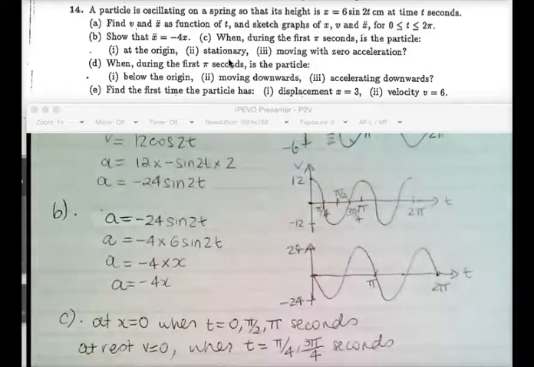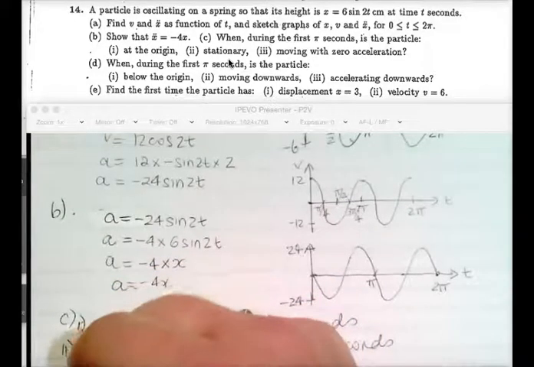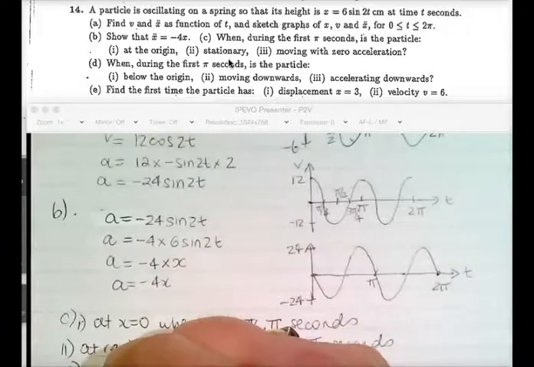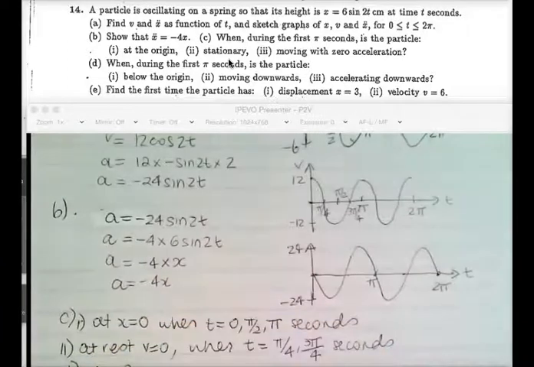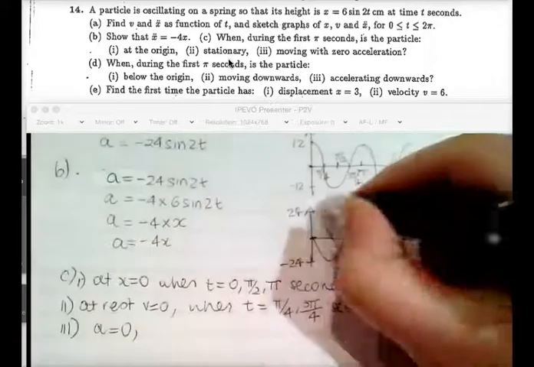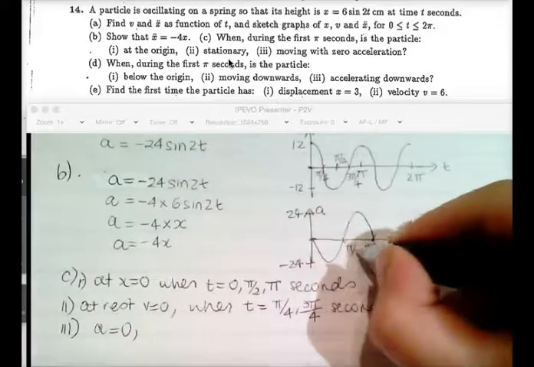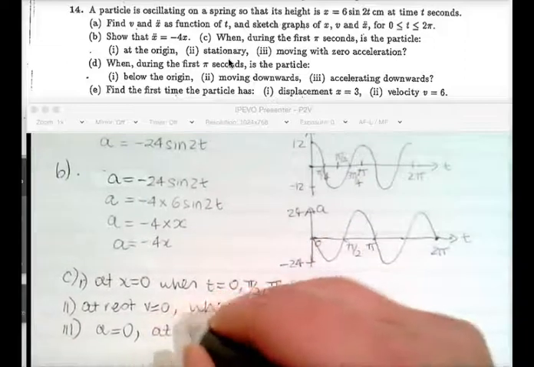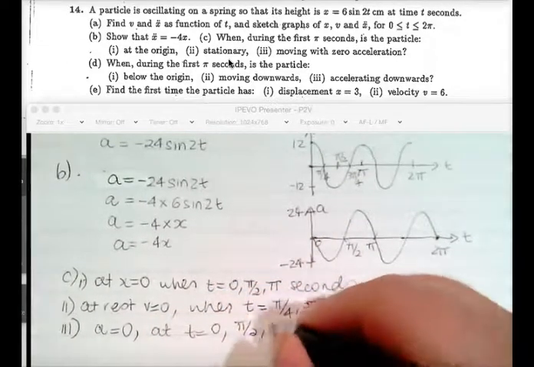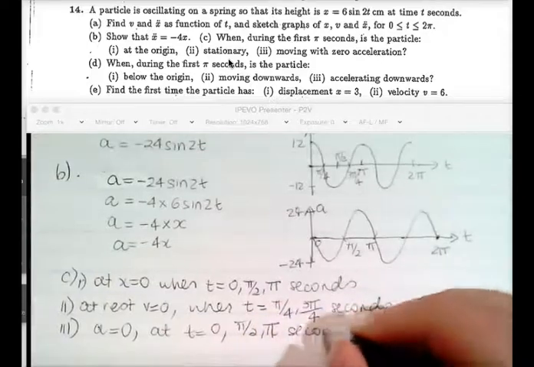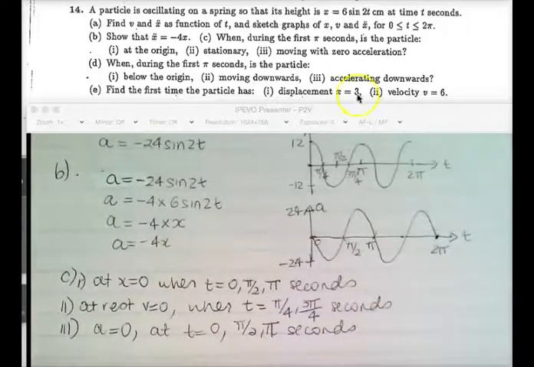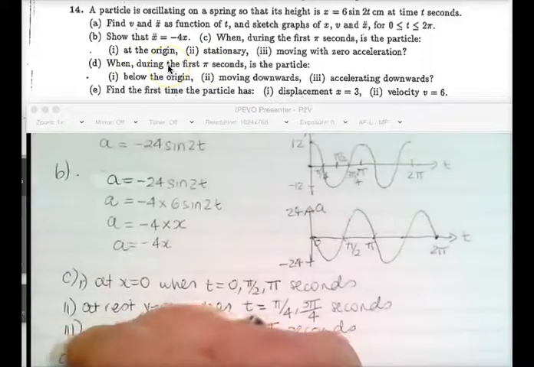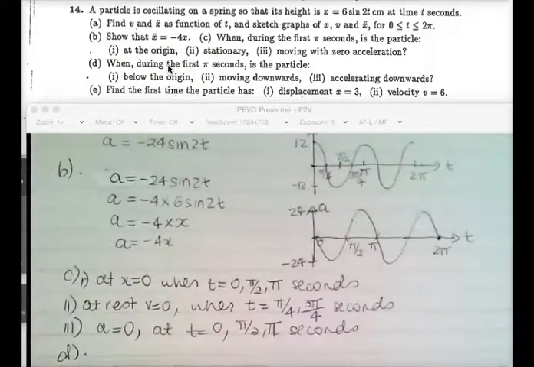Okay, and the next part is, when is acceleration equal to 0? So we just look at our acceleration graph, which is this last one, and acceleration is 0 at time is 0, pi on 2 and pi seconds. Okay, that's part C.